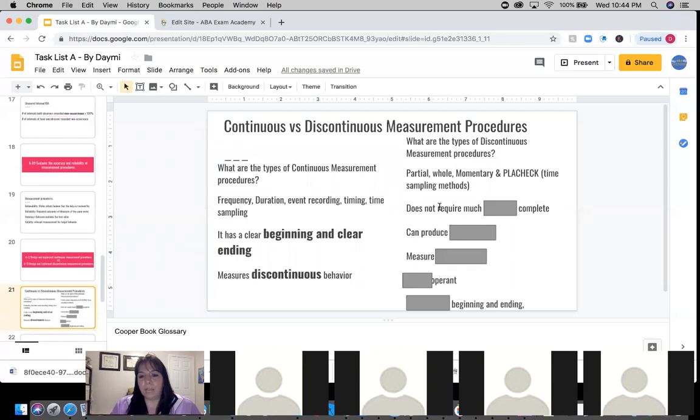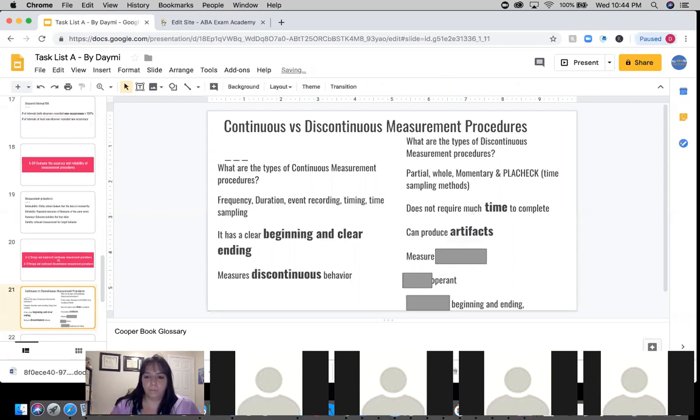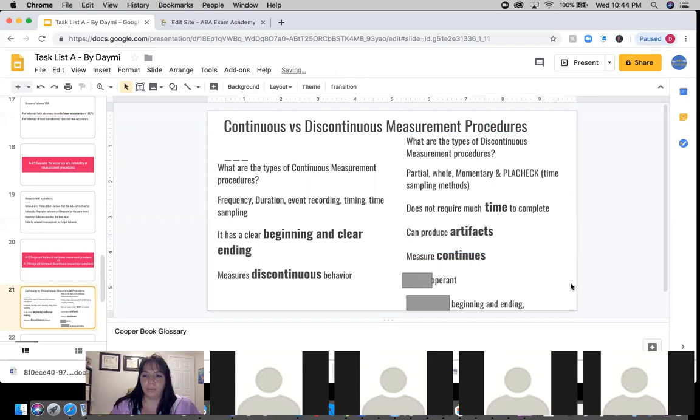These are facts. Does not require much what to complete? Time. Good. Does not require much time to complete. And then can produce what? Measurement artifacts. Yes, artifacts. And then it measures what? Continuous behavior. Oh, the measure continues. That's what I said. I'm sorry, typo again. Okay, and then what is a blank operant?